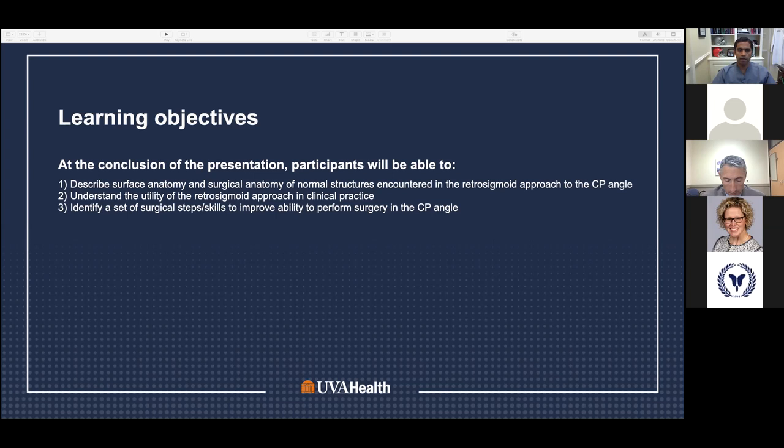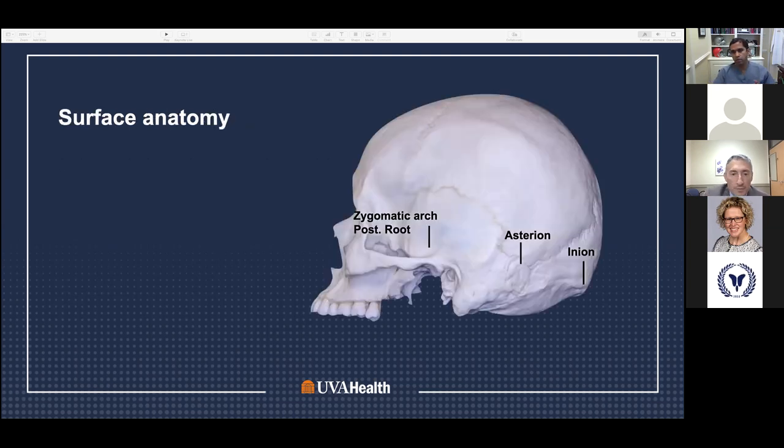We want to get a better understanding of the utility of the retrosigmoid approach in clinical practice, so that you can select appropriate indications for its use. And then we want to systematically come up with a set of steps or skills that we can utilize to better perform this surgery in your own practice. So with that, I think we'll start here.